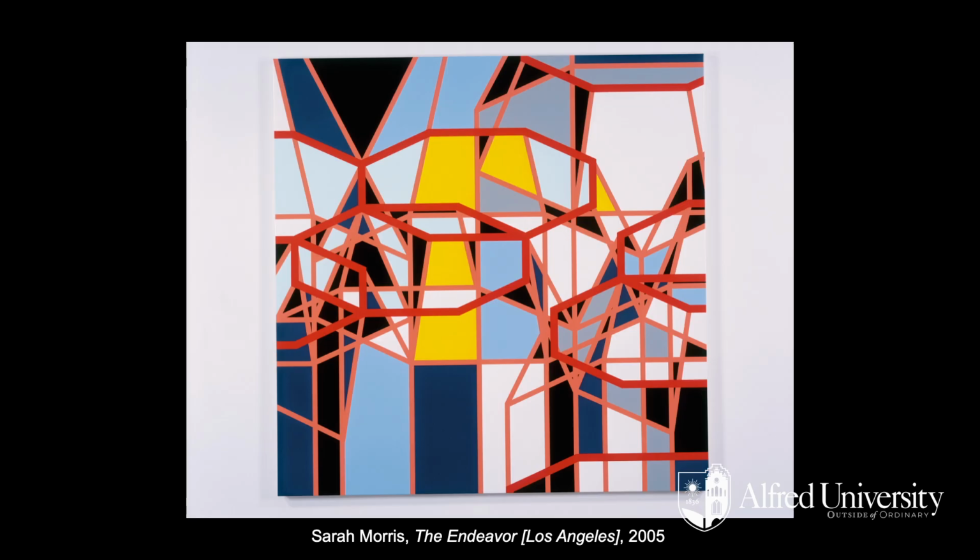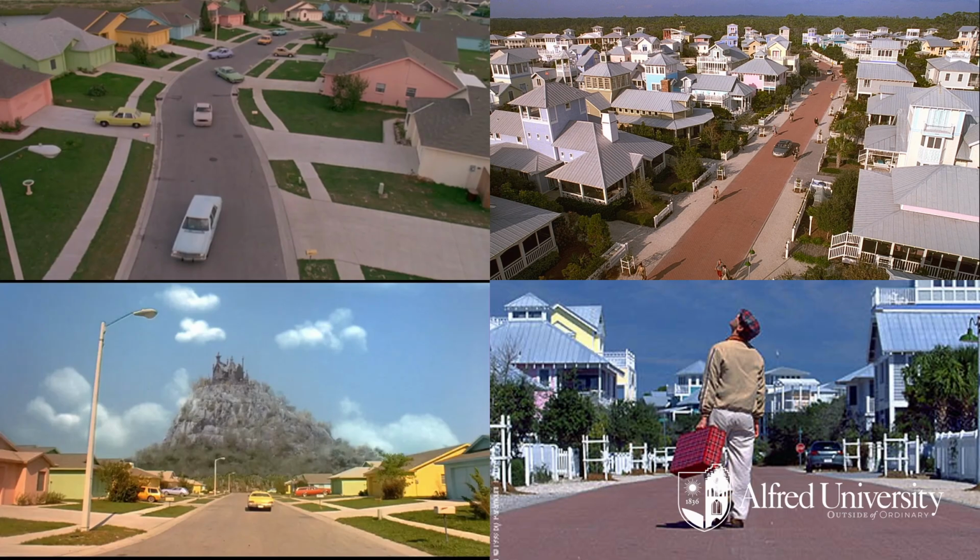For Sarah Morris, structure isn't a grid, it's operational. It's about cities and finance, circulation, systems that organize movement. Her paintings always raise the question, who designed this system and who is moving inside of it?